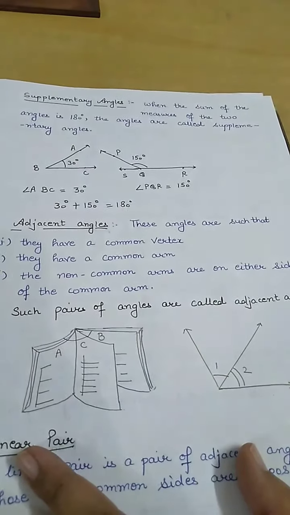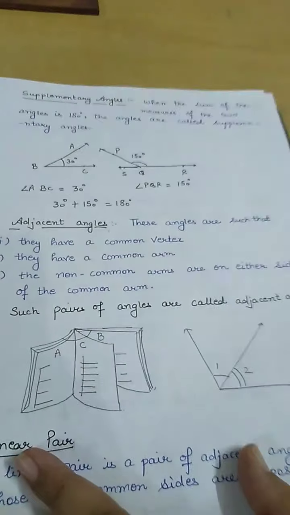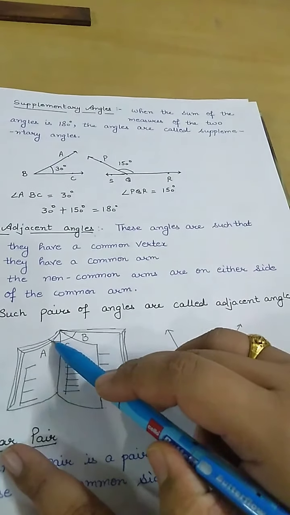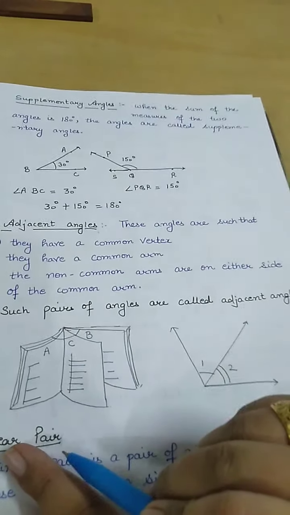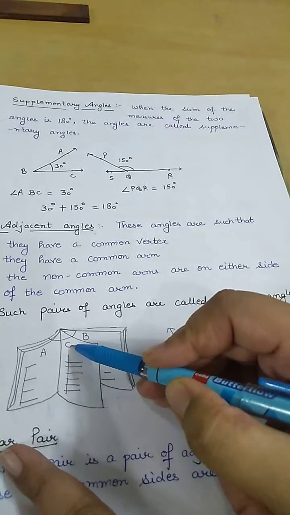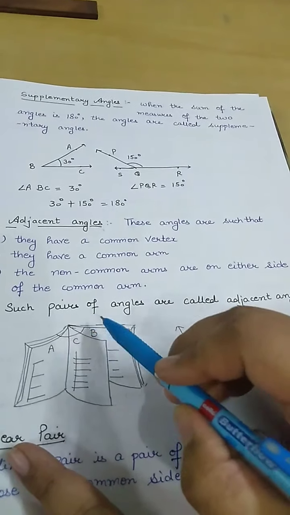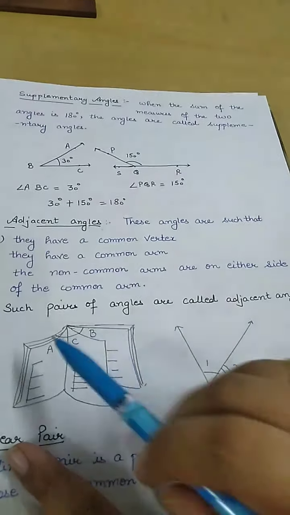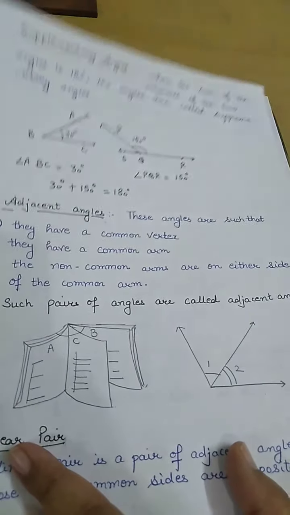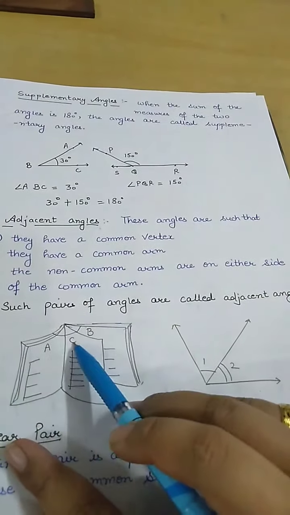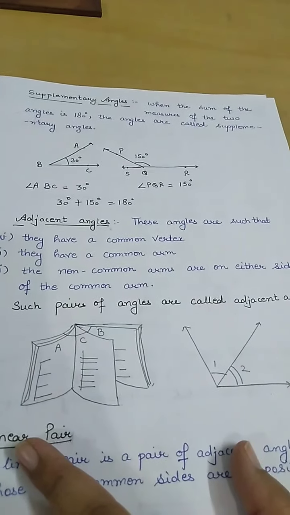Now this is an example of a book. This is one page in between. When I am opening a book, here this is angle A, this is angle C. Angle A and C are adjacent to each other. Here angle C and B are adjacent to each other. But A and B are not adjacent because we have one more angle in between them, that is angle C. So A and C is one pair, they are adjacent. C and B is one more pair, they are adjacent.